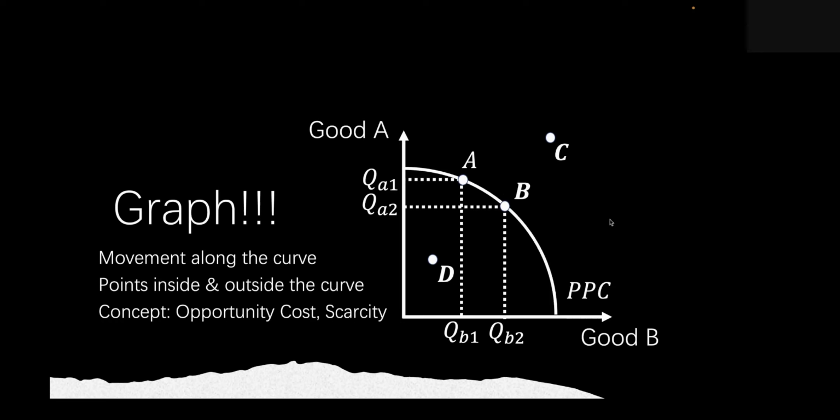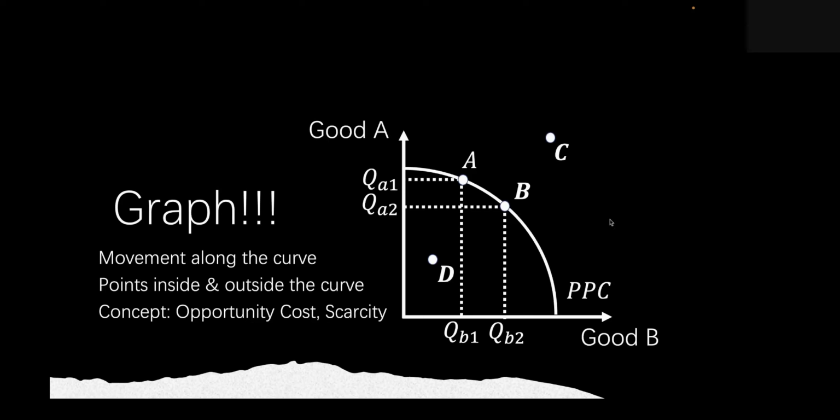At point C, obviously this point exceeds the country's limit. As we mentioned in the definition, all the resources are efficiently used, so it is impossible for this country to produce at point C. The definition of scarcity is when the demand for a good or service is greater than the availability of the good or service. In this case, the demand of producing at point C is greater than the availability of the country's production capacity.